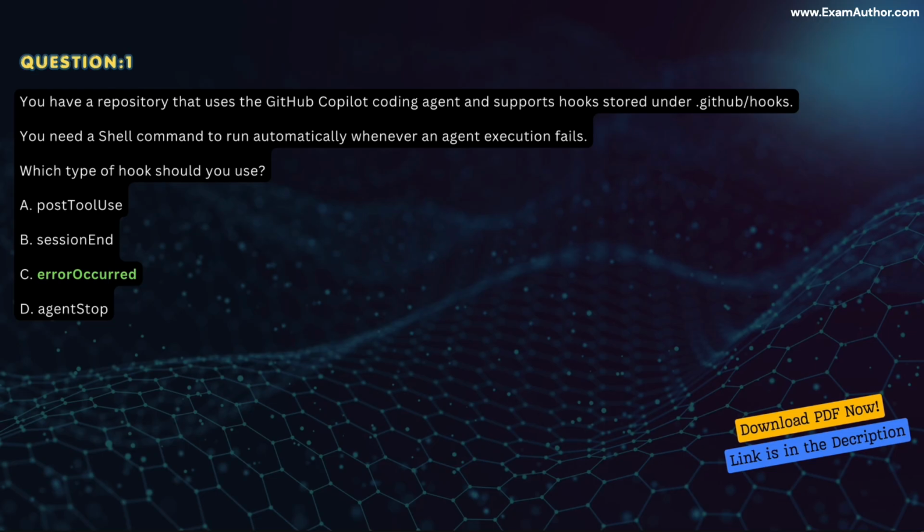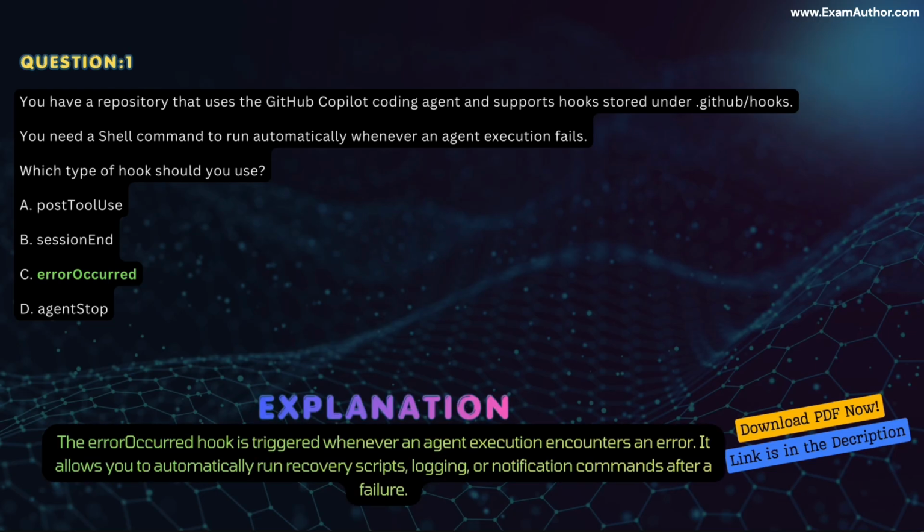Error occurred. Explanation. The error occurred hook is triggered whenever an agent execution encounters an error. It allows you to automatically run recovery scripts, logging, or notification commands after a failure.